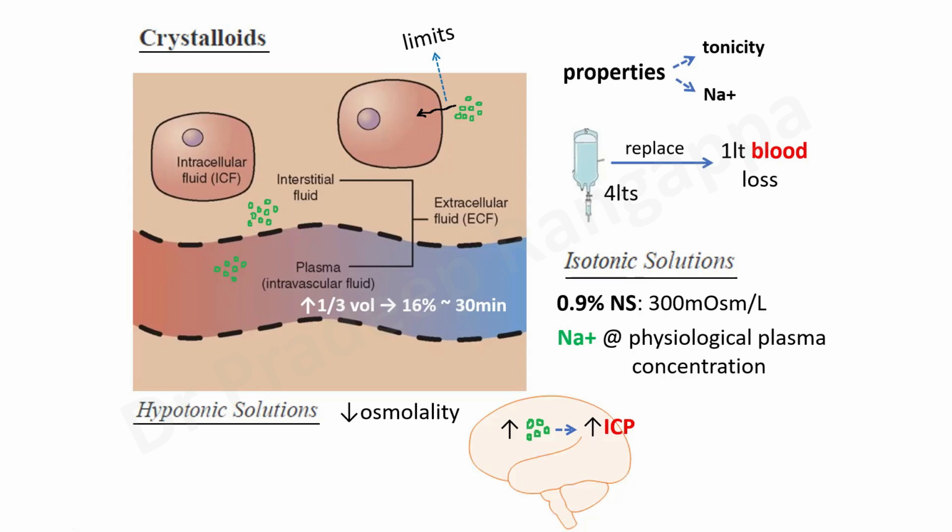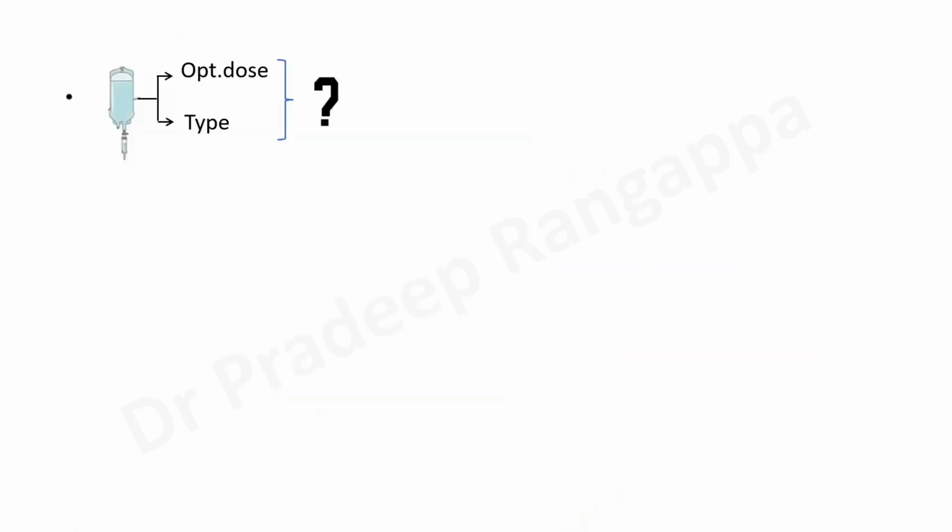So hypotonic solutions are to be avoided in intensive care, and isotonic solutions, saline or balanced solutions, are something that one should be considering to be used safely. Although hypotonic solution may have some role in some unique situations, we'll not dwell into that. And half normal saline and 5% dextrose are to be avoided in ICU.